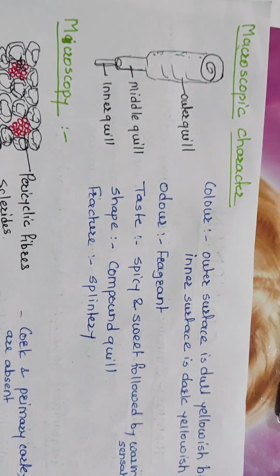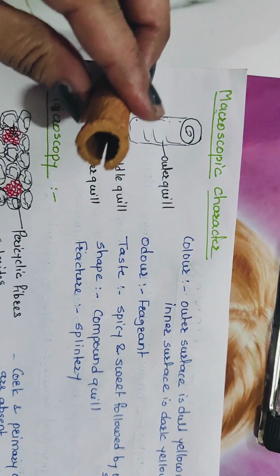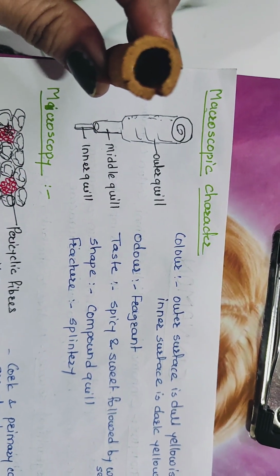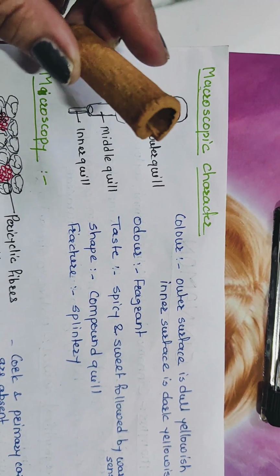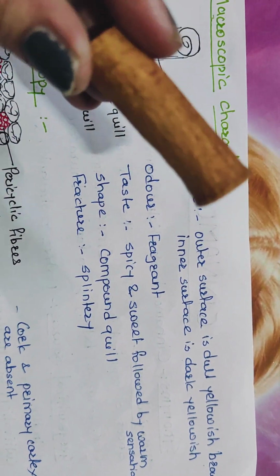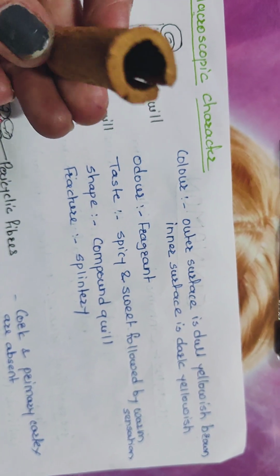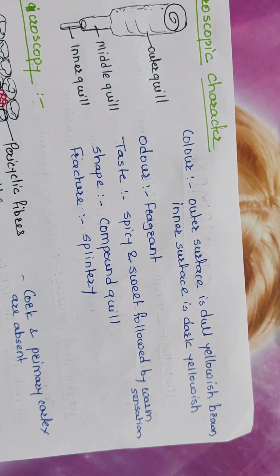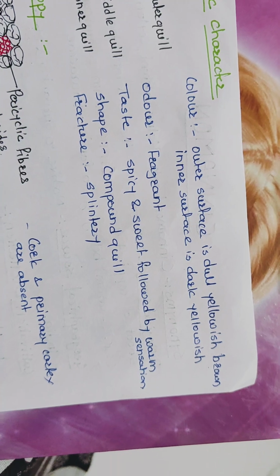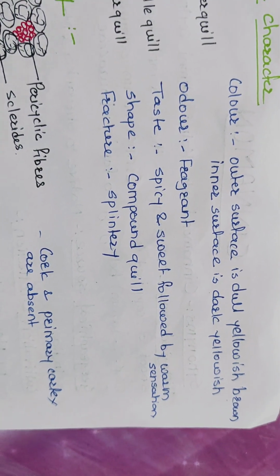Then next is the macroscopic character. This is the quill shape: the outer quill, middle quill and inner quill. One quill is inserted into another one, and then it forms the compound quill shape. The color of this drug is dull yellow-brown on the outer surface, and internally it is dark brown. The odor is fragrant, the taste is spicy, sweet, followed by a warm sensation. The shape is compound quill and the fracture is splintery.